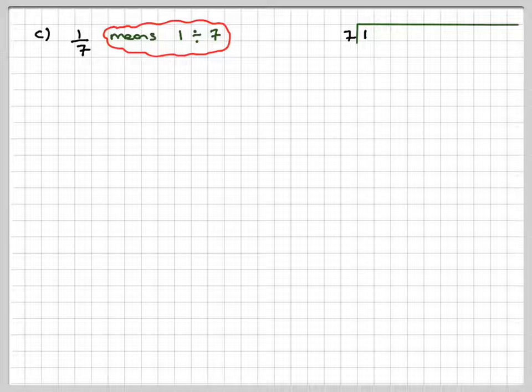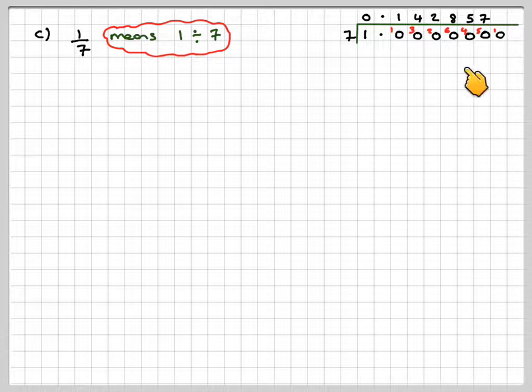So 7's into 1 doesn't go. So 7's into 10 goes 1 time, remainder 3. 7's into 30 goes 4 times, remainder 2. 7's into 20 goes 2 times, remainder 6. 7's into 60 goes 8 times, remainder 4. 7's into 40 goes 5 times, remainder 5, and then 7's into 50 goes 7 times, remainder 1. So we got back to this idea again.